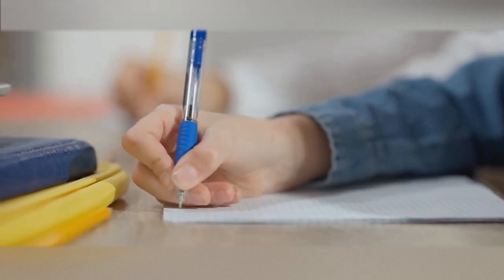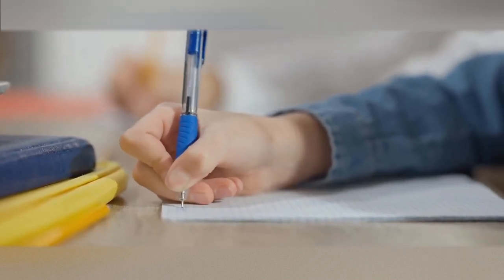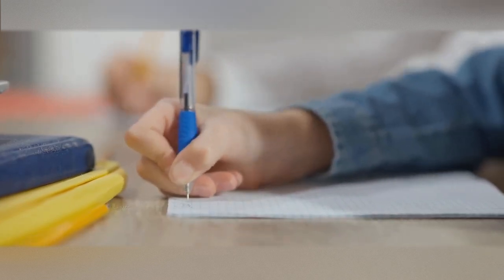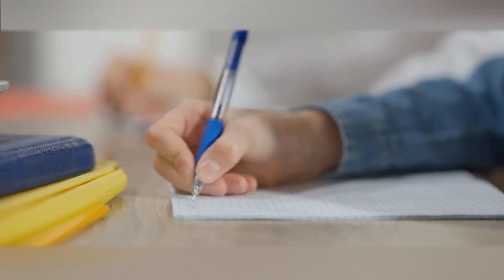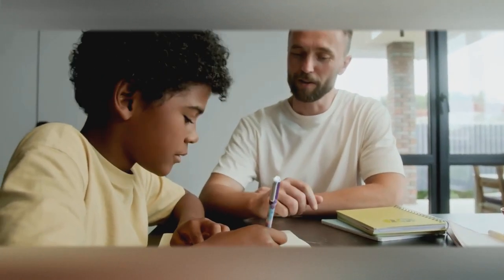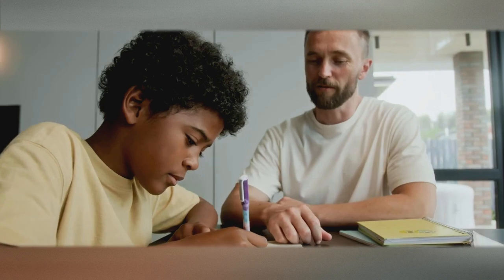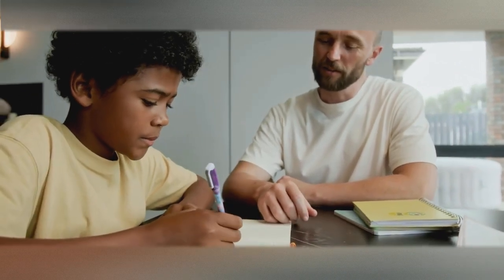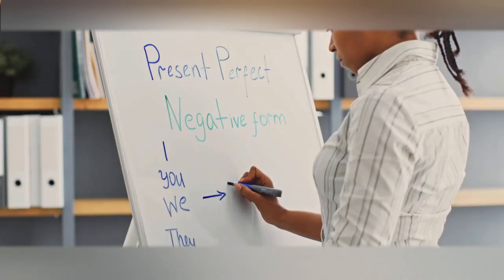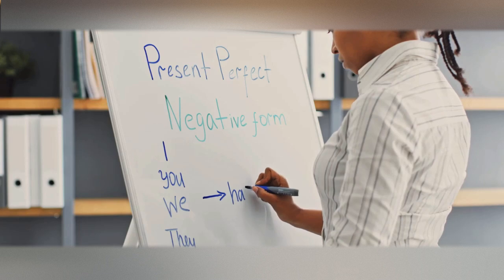A compound complex sentence is like a linguistic powerhouse, combining the best features of both compound and complex sentences. Let's break it down. First, a compound sentence consists of at least two independent clauses joined by coordinating conjunctions, which you might remember as FANBOYS: for, and, nor, but, or, yet, so.